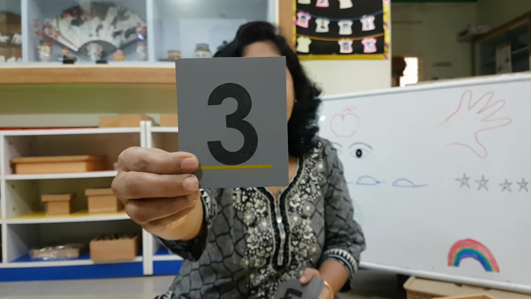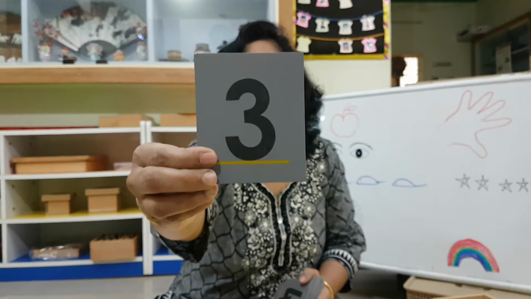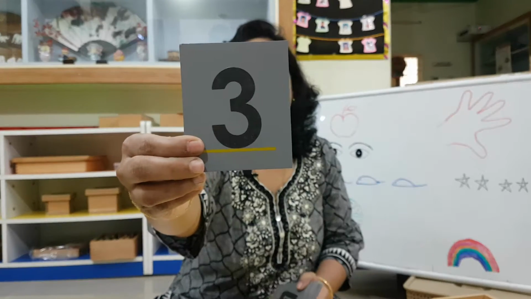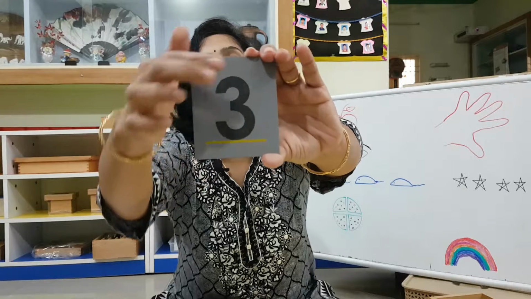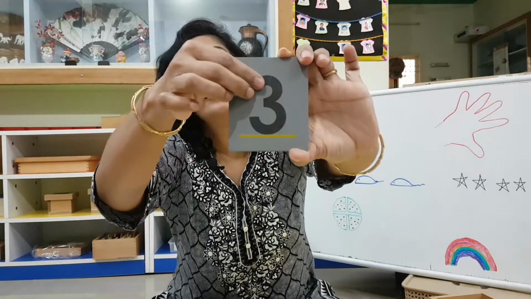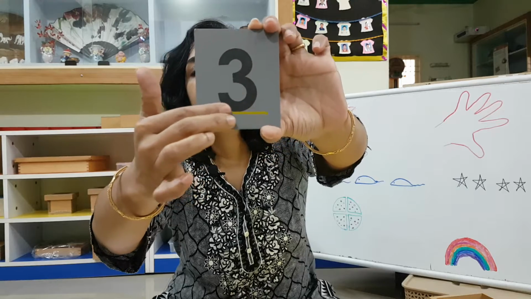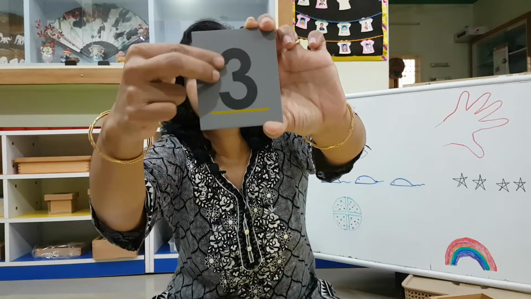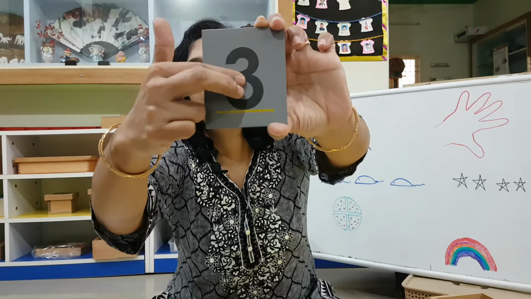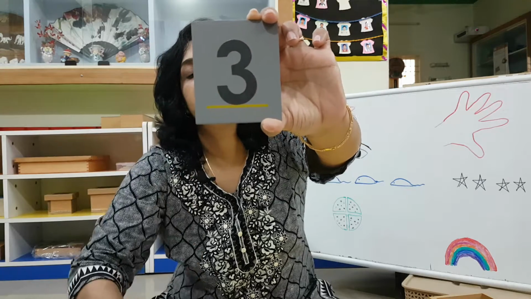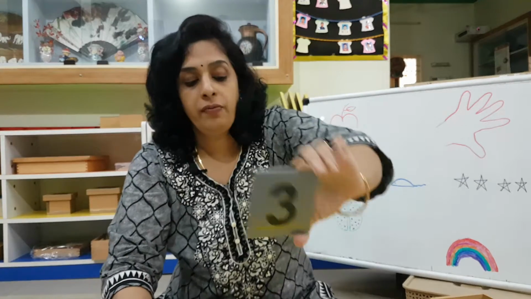What number? Number 3. Very good. And how do you write 3? You start from this point, right? And then go curve line, curve line. Okay? One more time. Curve line, curve line. 3. Very good.